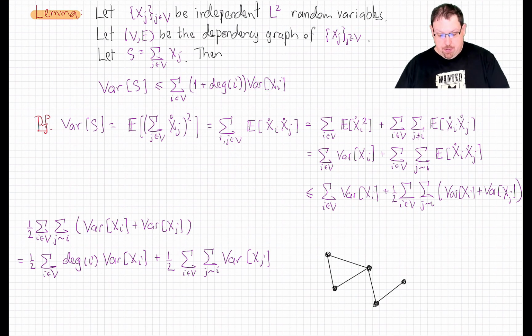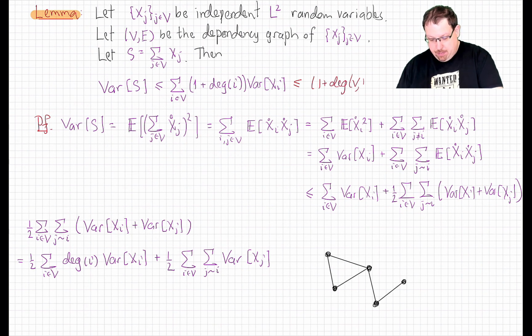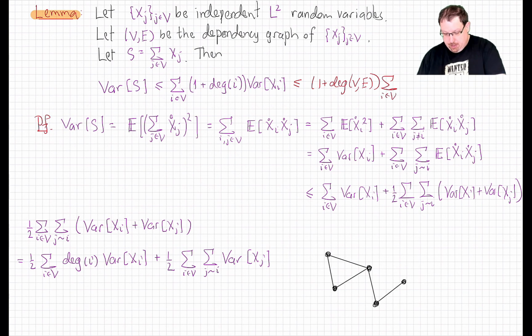If the graph is trivial, that means that all these degrees are 0, and we recover the usual variance of the sum of the variances formula. And I'll just point out that this is obviously bounded by 1 plus the degree of the whole graph times the sum of the variances of all of the terms.